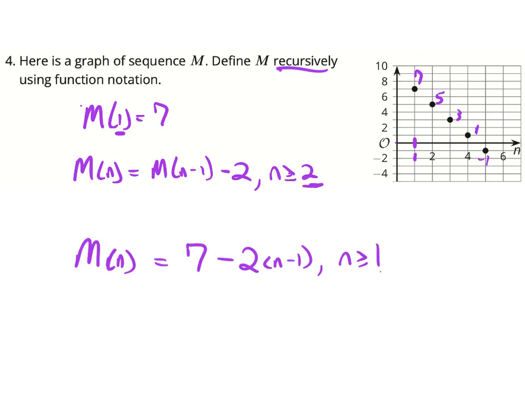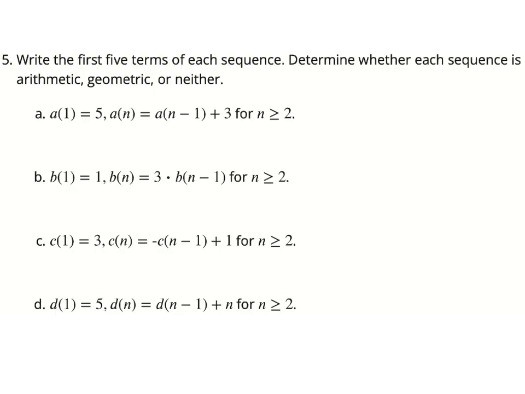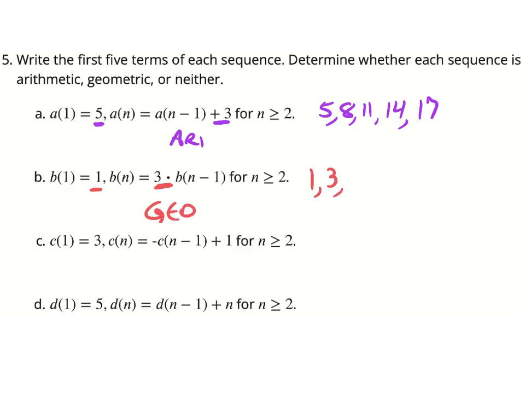Okay, there we go. Write the first 5 terms of each sequence. Determine whether each sequence is arithmetic or geometric. All right, so first, the change. That's arithmetic. So 5 plus 3 makes 8, plus 3 makes 11, 14, 17. Okay, that was easy. Next one, starting at 1, we're multiplying by 3. That makes it geometric. So 1, 3, 9, 27, 81.